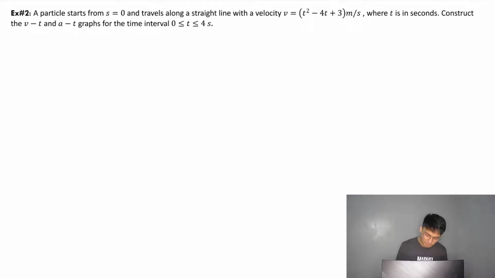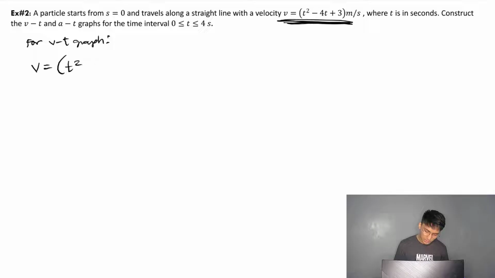Next, for the VT graph. Given na sa atin yung equation ng velocity, eto na po siya. So, hindi na natin kailangan mag-differentiate. Eto na agad yung ating gagamitin. So, we have v is equal to t square minus 4t plus 3 meters per second. So, that's our velocity. To calculate for the points of the velocity na ilalagay natin sa VT graph, direct substitute na lang po ang gagawin natin for the time.